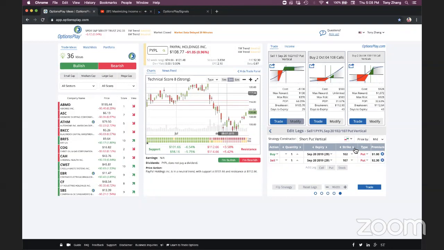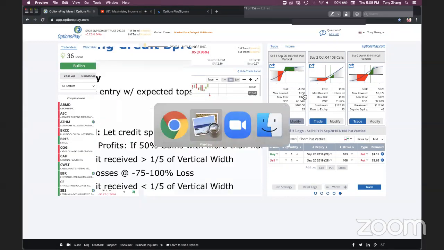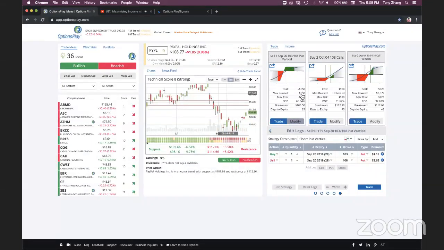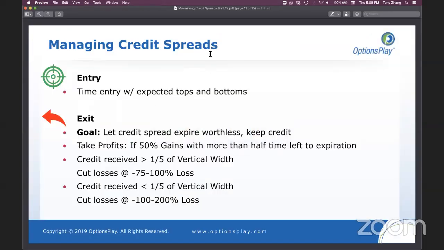Versus if I had sold a credit spread that looks like that, where I'm collecting $1.50, then as soon as I lose 75 to 100% of the credit, that's when I want to start cutting losses. So it depends on the credit that you receive on the trades. And it really just depends on how far away from the current price you're selling your credit spreads that determines which strategy you use. If you only use the strategies that we're showing you, then you only really have to worry about this one rule here. You don't have to worry about the second rule of selling credit spreads.